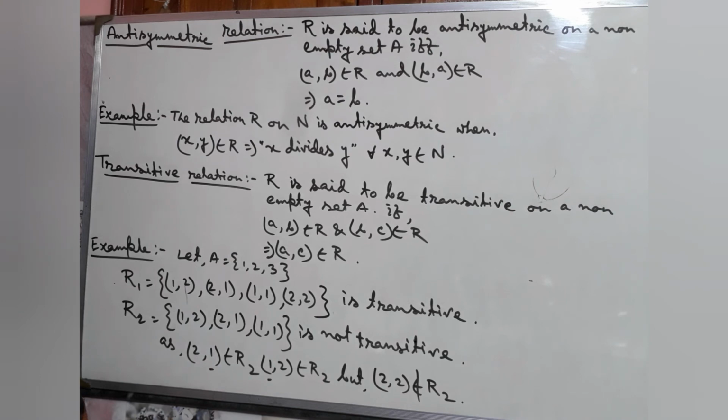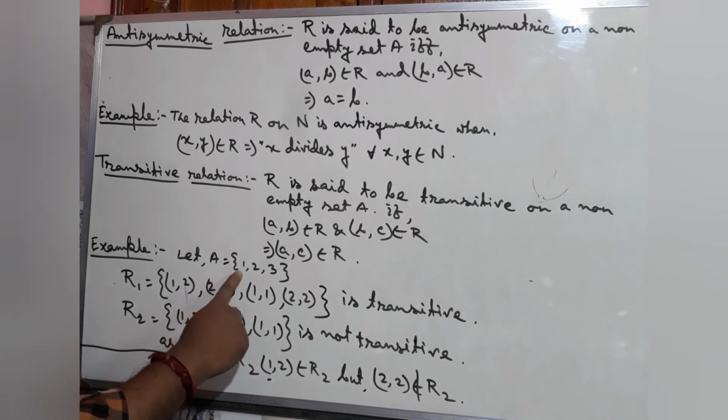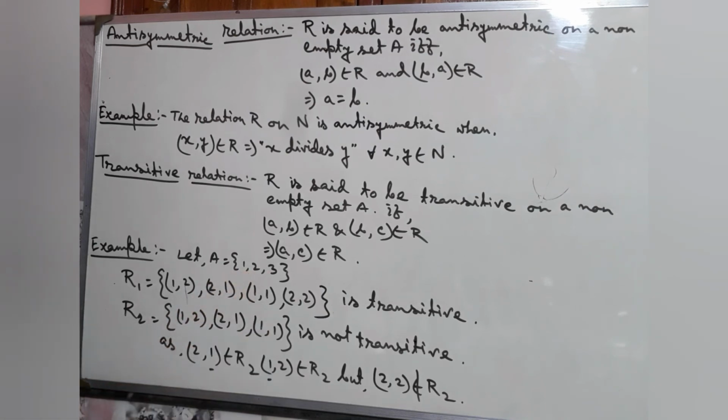Okay. Now, transitive relation. A relation R on a non-empty set A is said to be transitive if (a, b) belongs to R and (b, c) belongs to R, implies that (a, c) belongs to R. Let us see one example. The set A consists of the elements 1, 2 and 3, then the relation R1 is defined as {(1,2), (2,1).